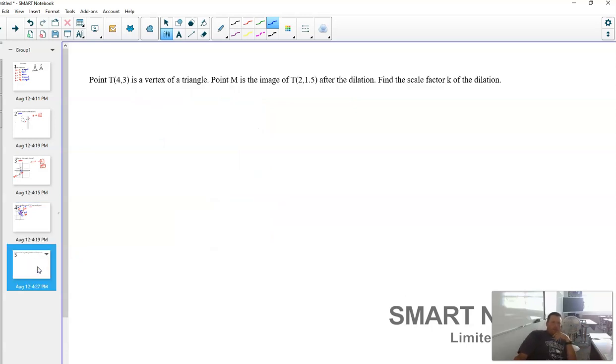Okay. Last question here that you kind of might see here, good one to apply is if I have a point T that's a vertex on a triangle, so that just means it's a point on the triangle, and point M is the image of T after the dilation. So this M should actually be here. This would be M is 2 comma 1.5. Okay, so that's point M is the image of T after the dilation.